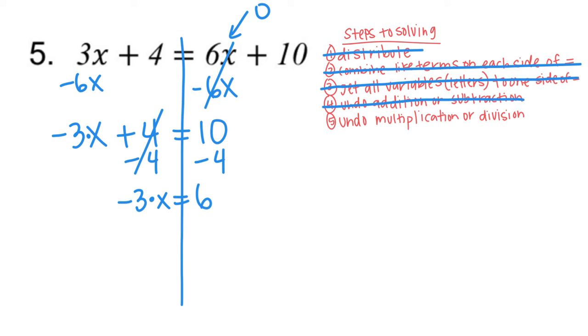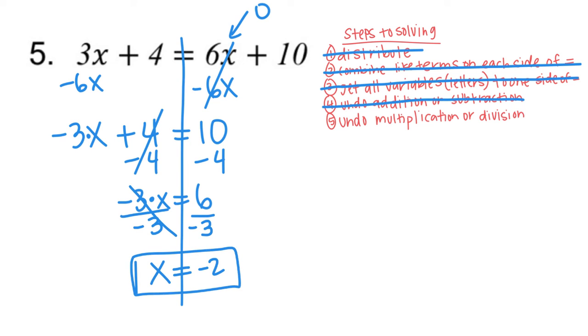Step 5 says undo any multiplication or division. We just said that this was multiplying, so I'm going to undo it by dividing by -3 on both sides of my equation. So x equals, and 6 divided by -3 is -2. And my x is all alone, so I'm done.